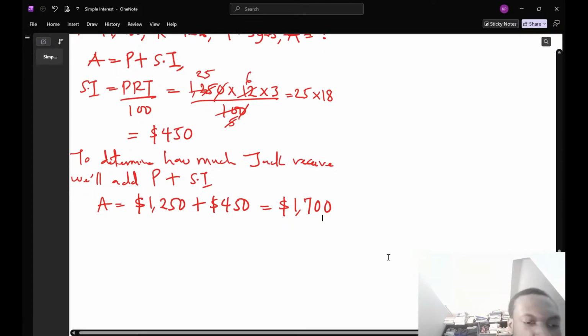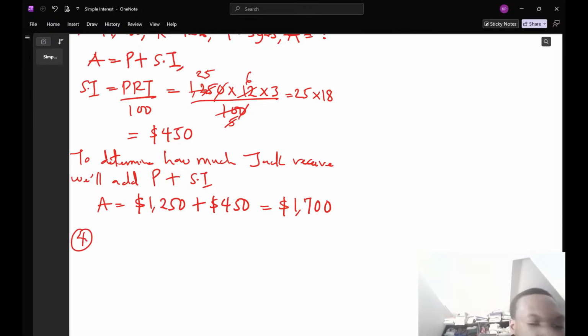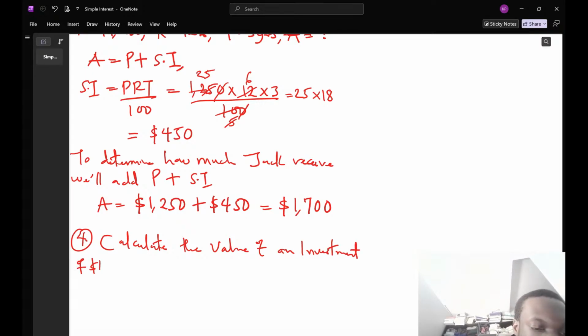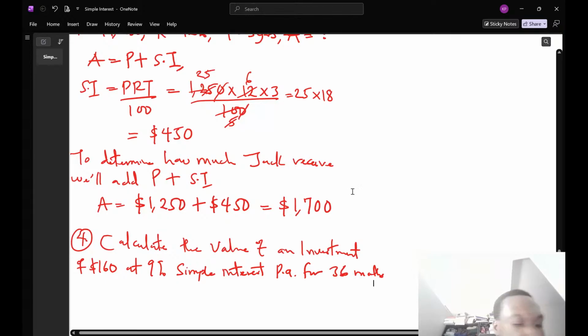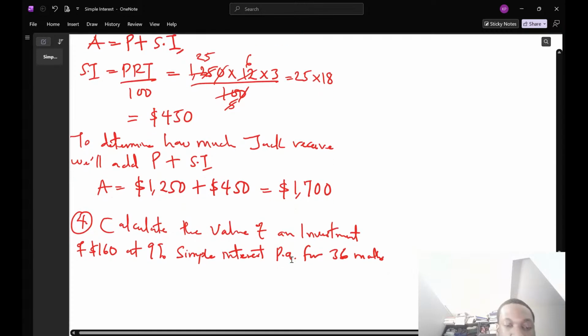Okay. So now another question. This one is not going to be too tricky, but this one says calculate the value of an investment of $160 at 9% simple interest per annum for 36 months. So calculate the value of an investment of $160 at 9% simple interest per annum for 36 months.